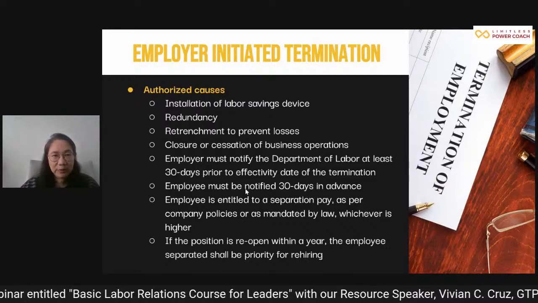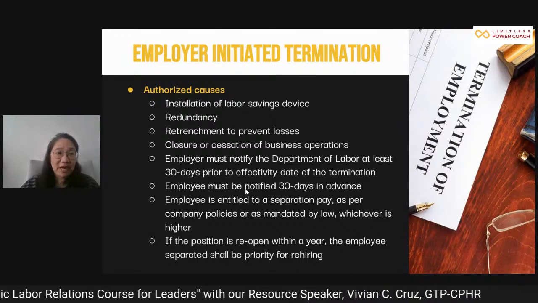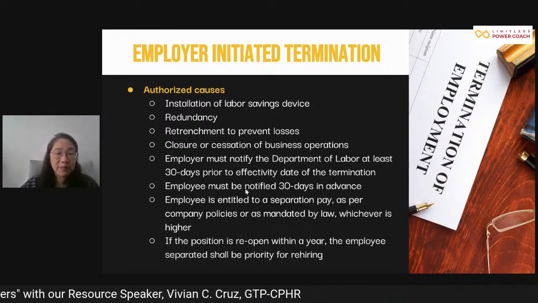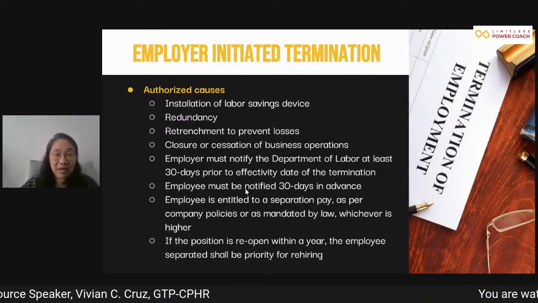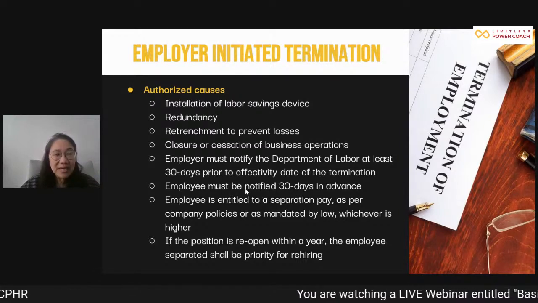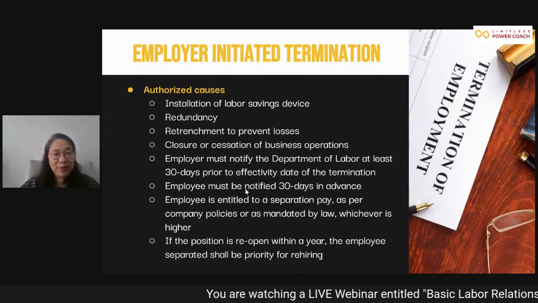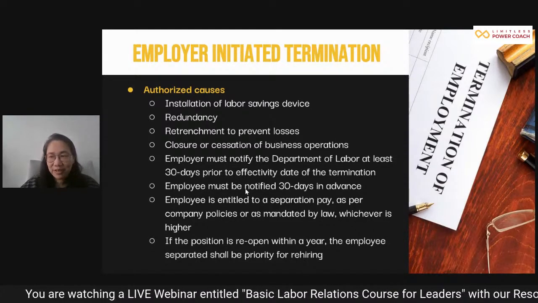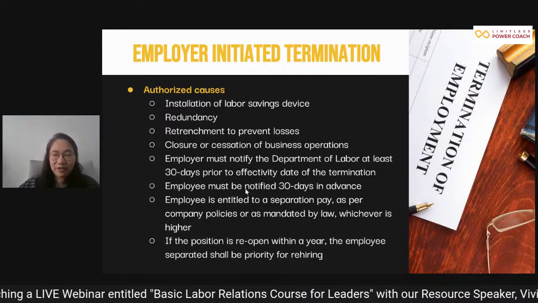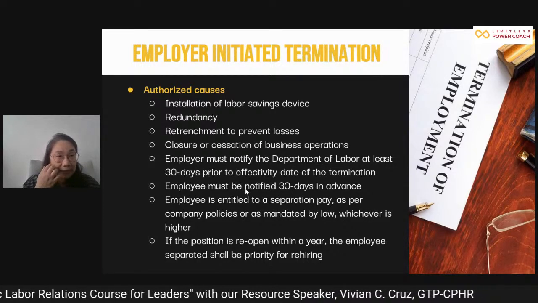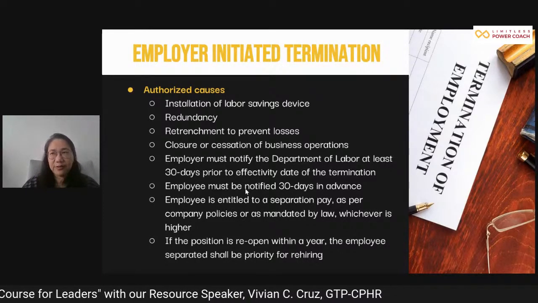So whichever is superior, that is the one to be applied to the employee. Ngayon, kung wala naman, then you are covered by the Philippine Labor Law when you talk about guidelines for computing separation of employment. So be mindful, pag nag-open kayo ng same position within a year, no? Okay, so yung employee natin have the right to be prioritized for rehiring. So kaya yun yung tinatawag nating 12-month period.